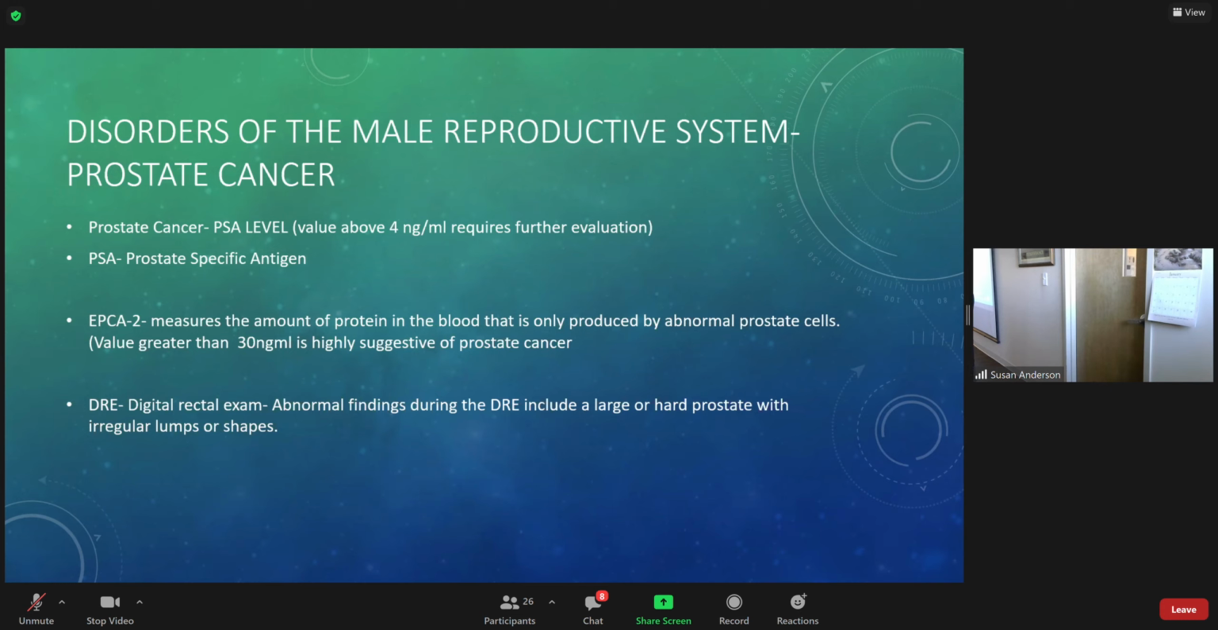We don't need to get really like hours and hours of studying the reproductive system, but these are the key things that we have to recognize that are going to be levels that we might see. So EPCA, yes, if you diagnose prostate cancer, do they still sometimes feel biopsy? Yes, they do. But that level above 30 tells us that it's pretty likely that it's cancer that you have.